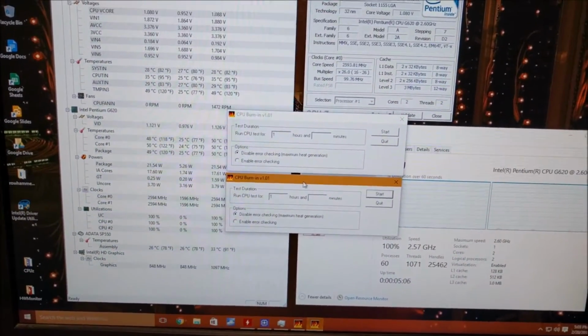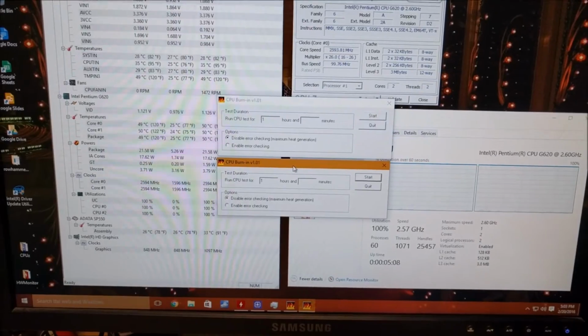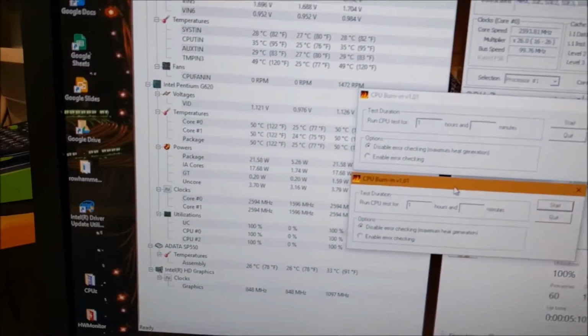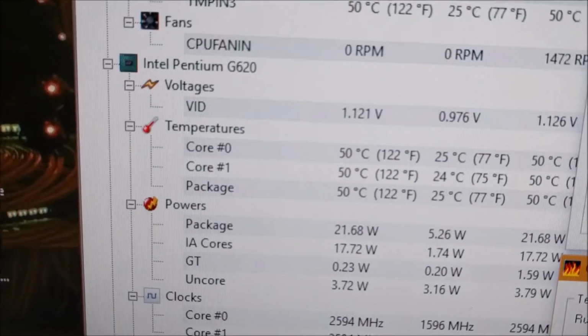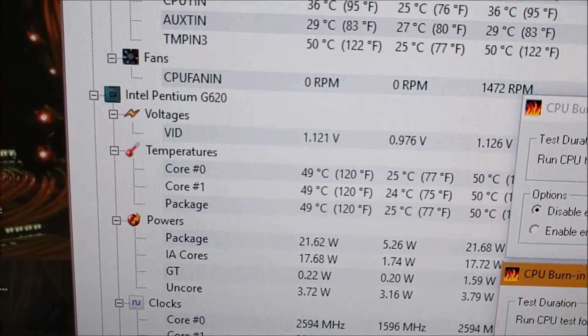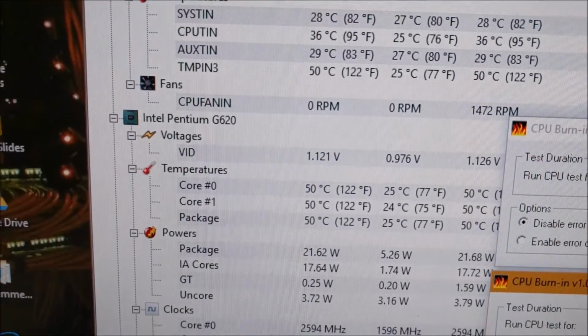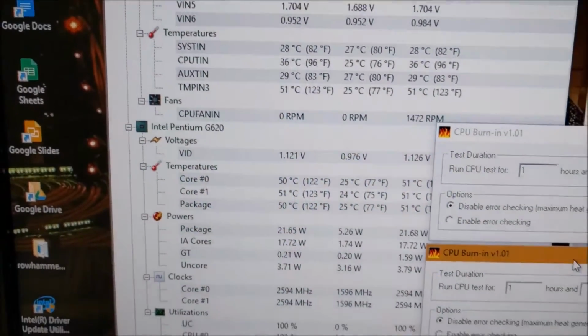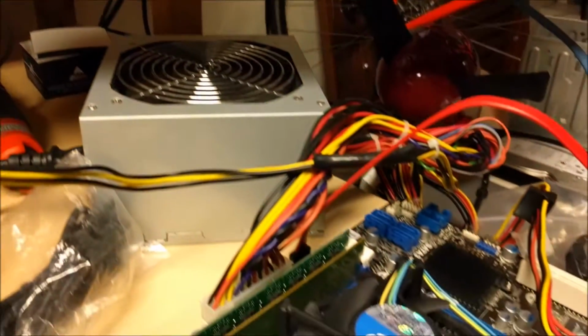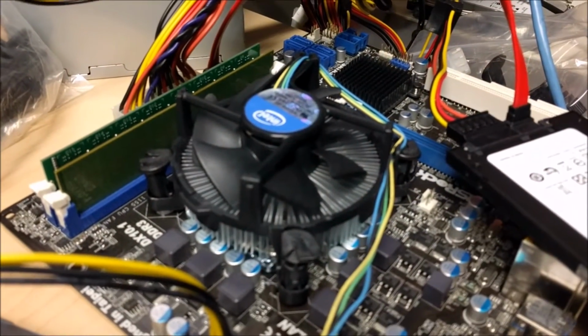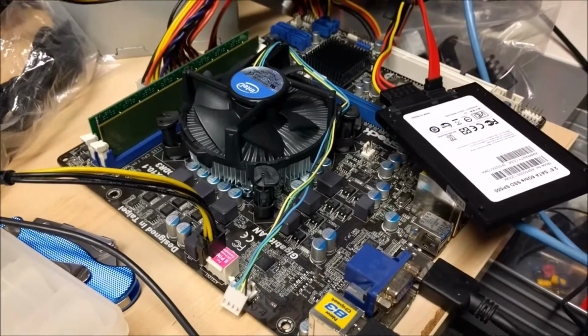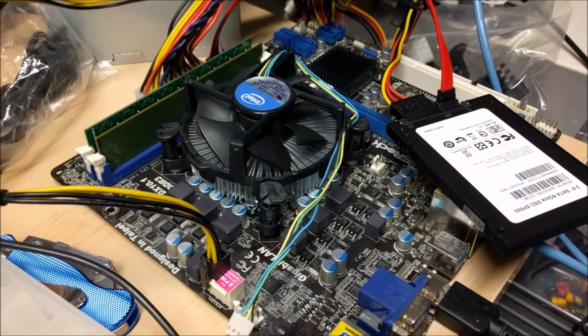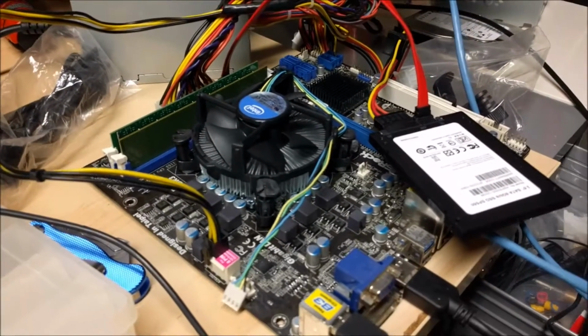So I'm currently running CPU burn on two cores because it's just a dual core processor, and the processor is currently at 50 degrees. But that's not bad considering the CPU fan is just disconnected. I don't know why I'm doing this.